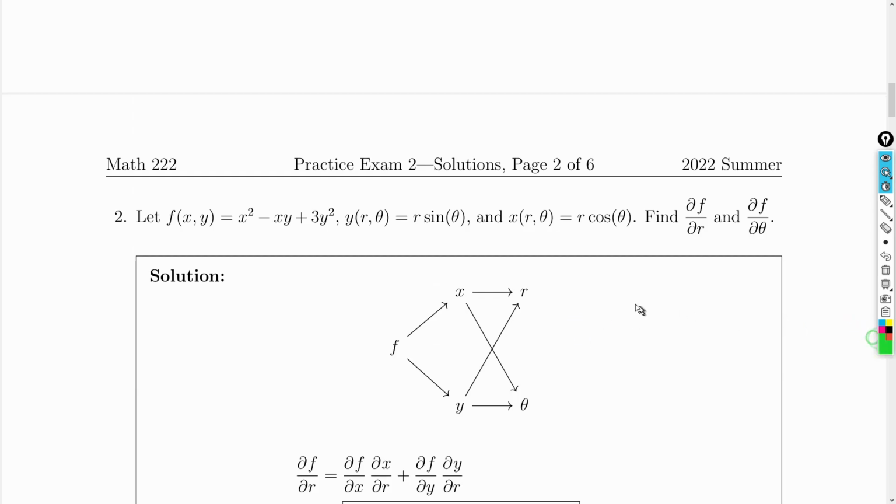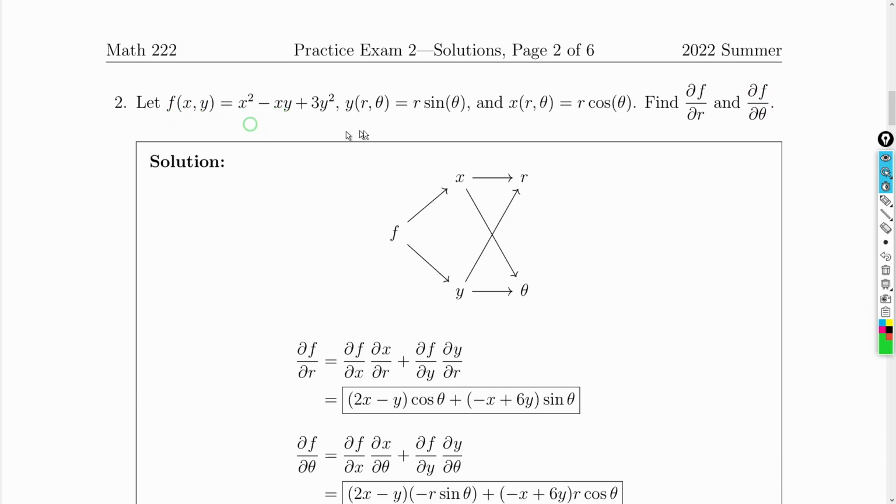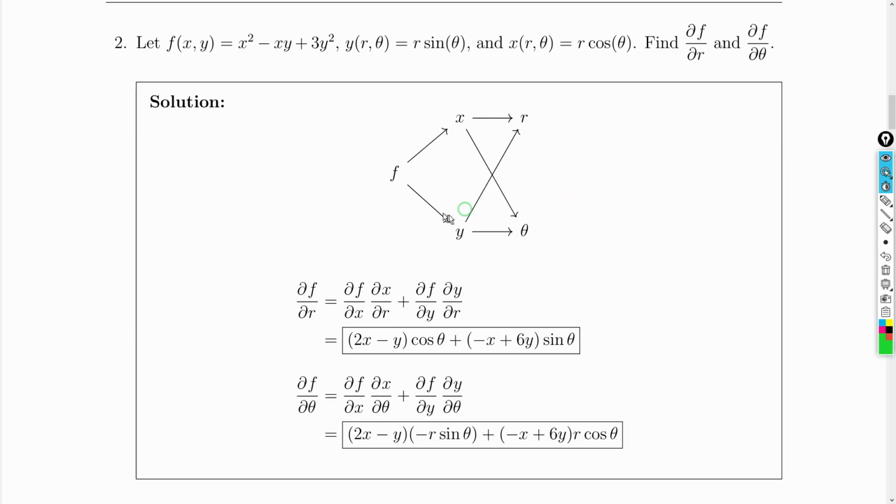For number 2, I want to use a different color actually. Number 2 is a problem involving the multivariable chain rule. So you're given a function f of x and y, with x and y functions of r and theta, and you're asked to compute df dr and df d theta. You could set up this diagram off to the side somewhere, or you could just do it mentally if you're comfortable enough with setting it up. For me, I don't need to draw the diagram, but I did it here just in case you guys find it helpful.